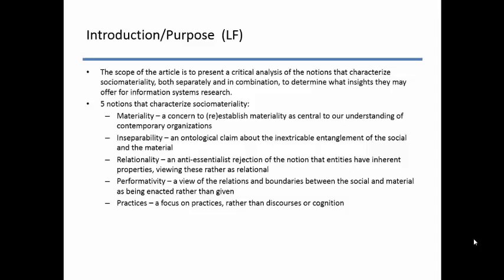Materiality is a concern to establish materiality as central to our understanding of contemporary organizations. Inseparability is an ontological claim about the inextricable entanglement of the social and the material. Relationality is an anti-essentialist rejection of the notion that entities have inherent properties, viewing these rather as relational. Performativity is a view of the relations and boundaries between the social and material as being enacted rather than given. And practices are a focus on practices rather than the discourses or cognitions.